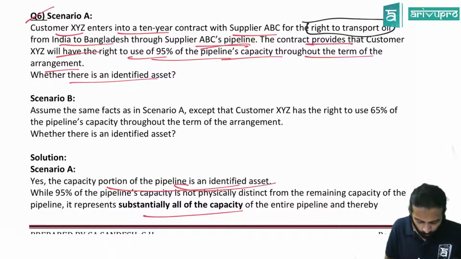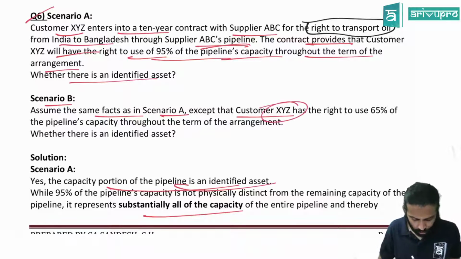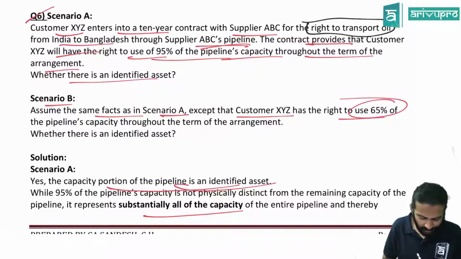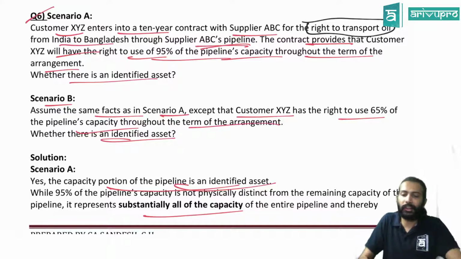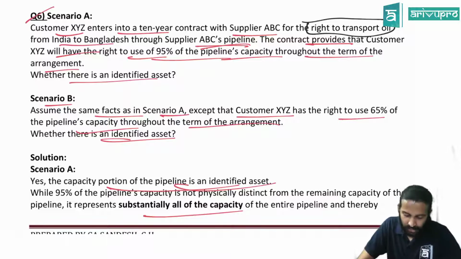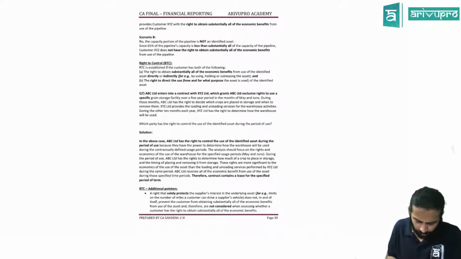So same question has one more scenario. Assume the same facts in scenario A, except that customer XYZ has a right to use only 65% of the pipeline's capacity throughout the arrangement. Now whether this is an identified asset. Not substantial, so not substantial usage. That means the customer is not using the asset at its substantial capacity. So condition number 1 failed. Therefore not an identified asset. That's all.